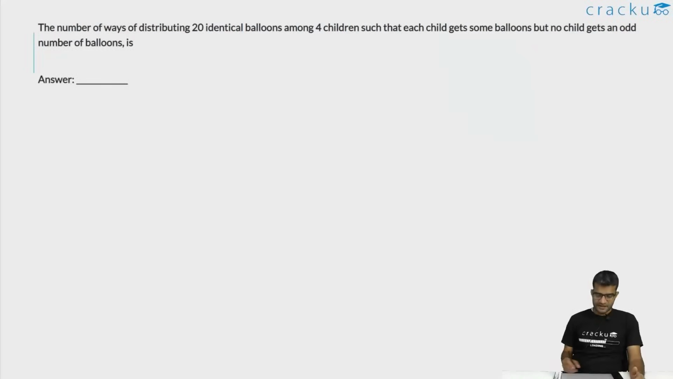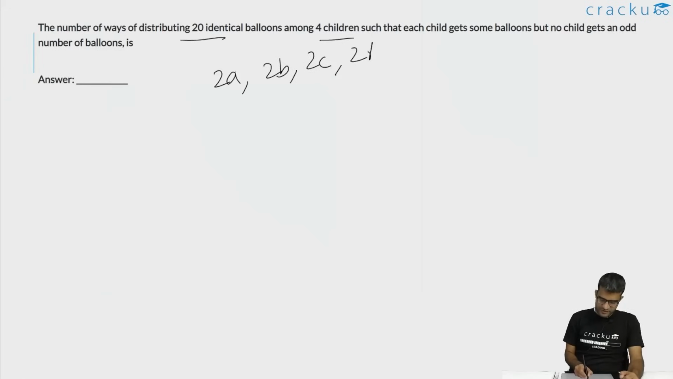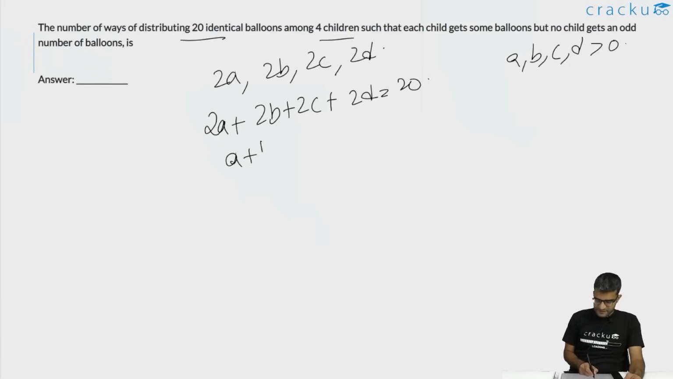In this question, we are asked to calculate the number of ways of distributing 20 identical balloons among 4 children such that each child gets some balloons but no child gets an odd number of balloons. Let us assume that the balloons with the 4 children are 2a, 2b, 2c and 2d, because all of them are even numbers, and all of a, b, c, d have to be greater than 0. So the equation we have is 2a plus 2b plus 2c plus 2d is equal to 20, or a plus b plus c plus d is equal to 10.